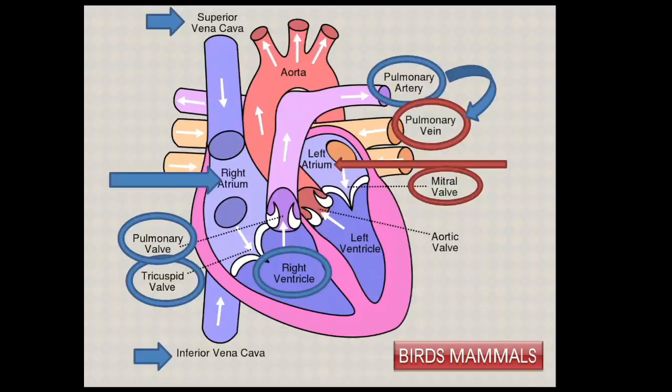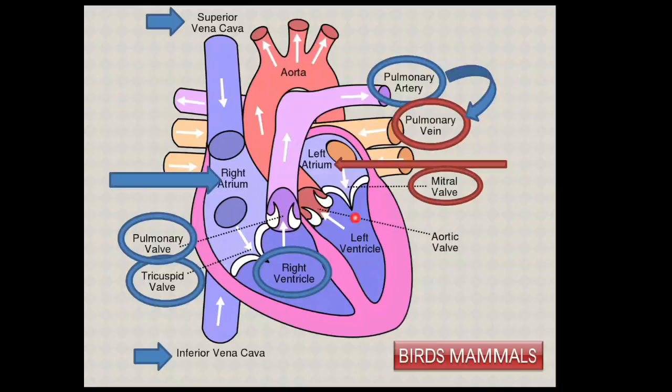Now from the left atrium, we have a mitral valve in between the left atrium and the left ventricle. So it is present over here. It is also called the bicuspid valve. As we have a tricuspid valve on this side, we have a bicuspid valve on this side. So this is also called a mitral valve.